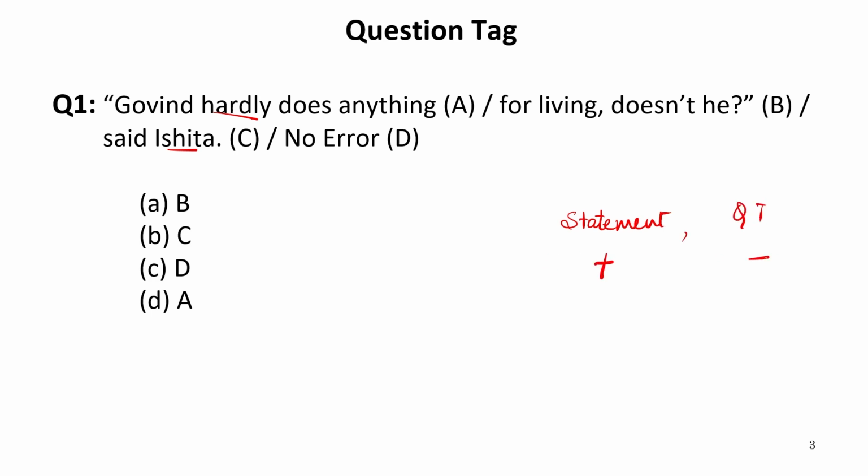Now if the statement is positive, the question tag has to be negative. But if the statement is negative, the question tag has to be positive, or you can say vice versa. So in the first part of the sentence, we can see Govind hardly does anything. Now this word hardly, this is a negative word. It means Govind does not do anything. So this statement is a negative statement. Now, if the statement is negative, the question tag has to be positive.